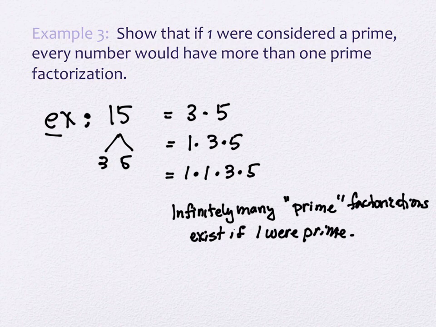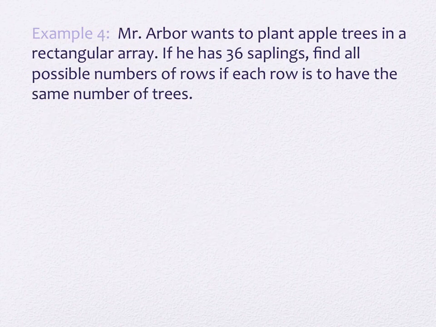All right, let's take a look at Mr. Arbor's orchard. Mr. Arbor wants to plant apple trees in a rectangular array. Y'all know what a rectangular array is? We've talked about those, right? If he has 36 saplings, find all possible numbers of rows if each row is to have the same number of trees. Can you picture what it's looking like here? Right? It's what you picture when people plant things typically.